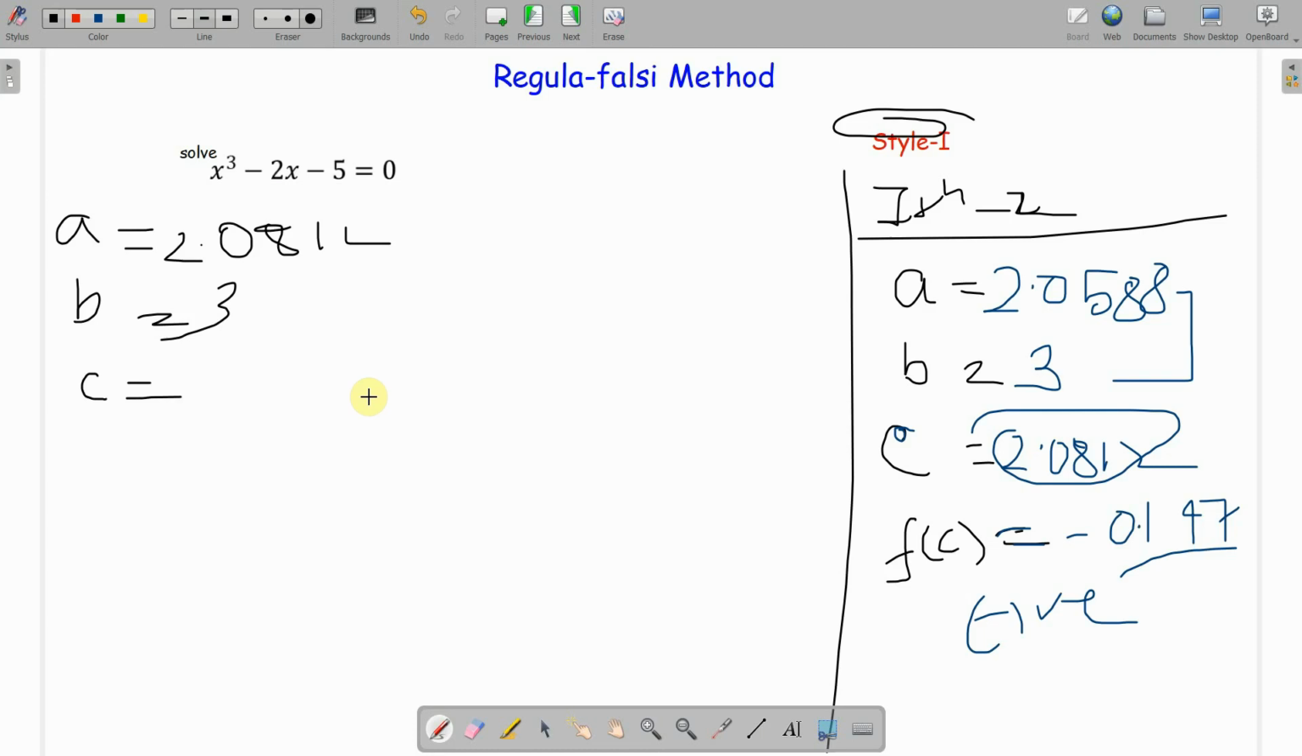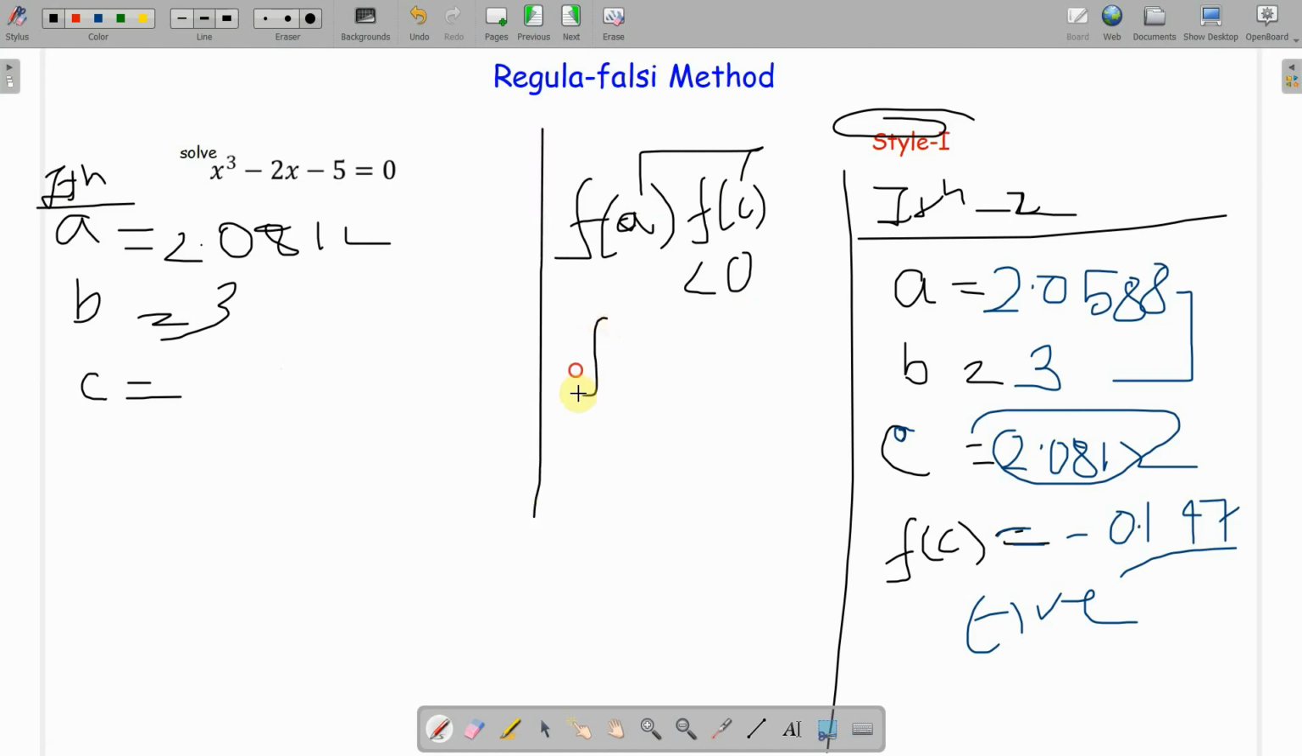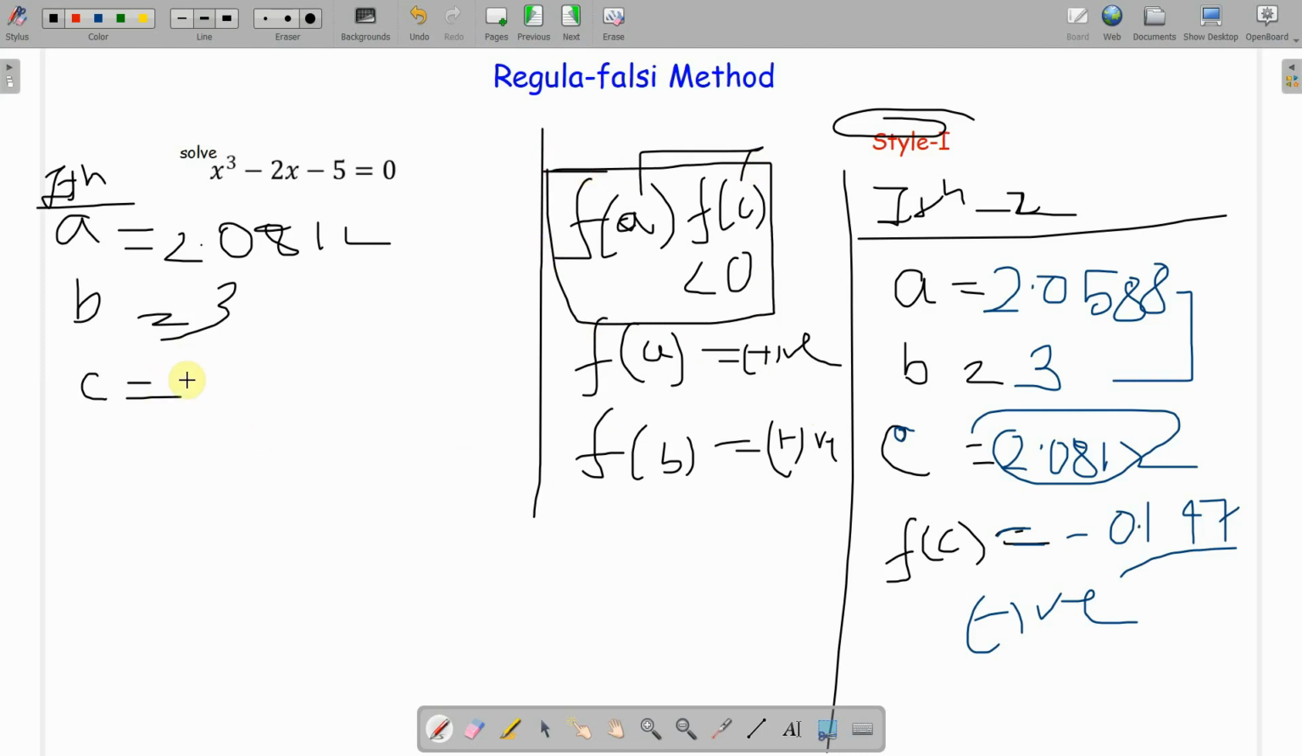Now one thing I didn't mention here: for iteration 3, what was the rule? The rule was you have to check FA multiplied with FC. If it's coming negative, then only the root will be between A and C. So first find out the C value. For this case, I'm assuming the FA and FB in each of the cases so far is coming positive. If you get FC negative, then you will be updating the negative value. That's the criteria, remember, not the previous one.